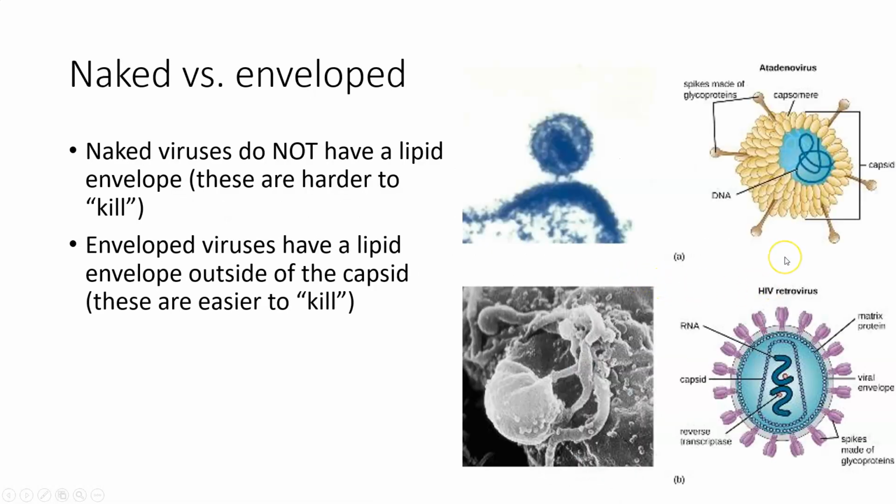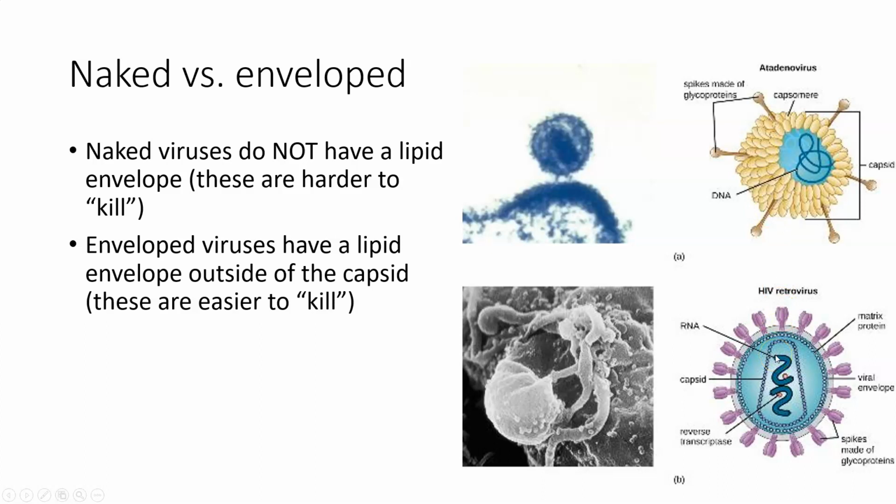In terms of naked versus envelope, there's a couple of different implications for this. So this adenovirus that is mentioned up here, this is what's known as a naked virus. It has the genome, it has the capsid, it has spikes on the capsid, but it doesn't have anything else outside of that capsid.